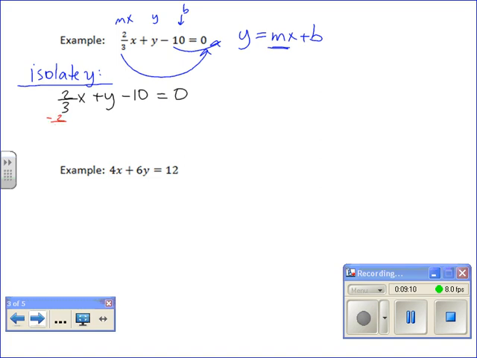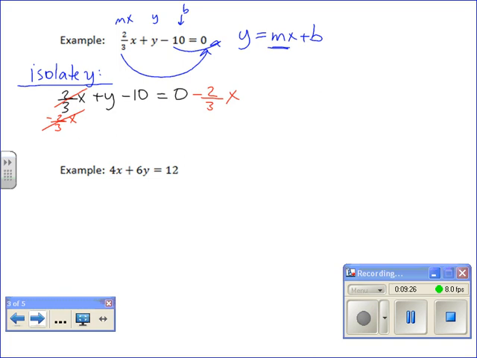Okay, 2/3 x subtracted from that side, and I also subtract it from this side. Okay, so it's now gone on the left. Great. I also have to get rid of the negative 10 on the left side. I want to move that negative 10 over to the other side.